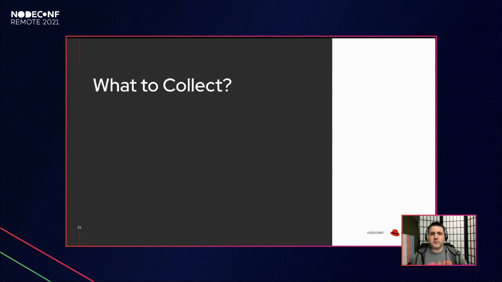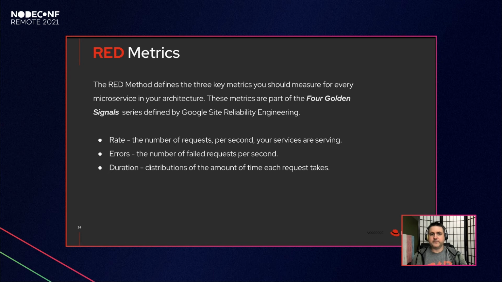I mentioned above that using prom-client, we can create custom metrics if we wanted to for our application, but what kind of custom metrics are useful really? Enter RED metrics. The RED metrics method defines the 3 key metrics. Well, basically there are 4, but the following 3 are the important ones you should measure for every microservice in your architecture. Now, these metrics are part of the 4 golden signals series defined by Google Site Reliability Engineering.